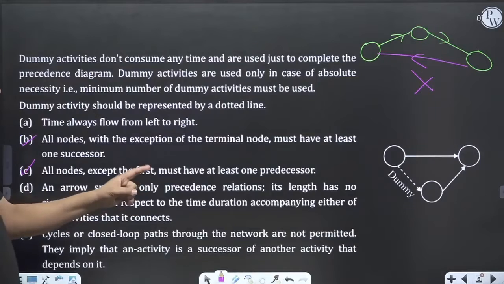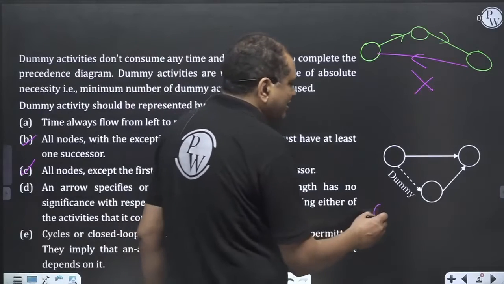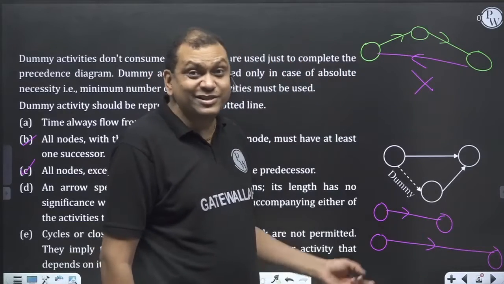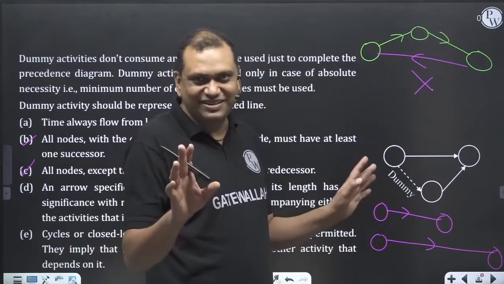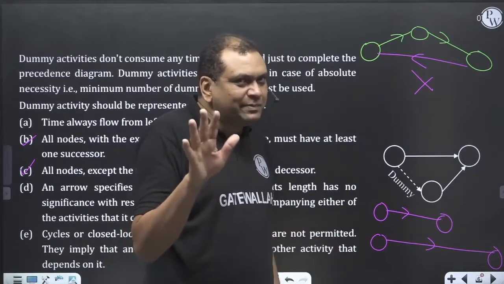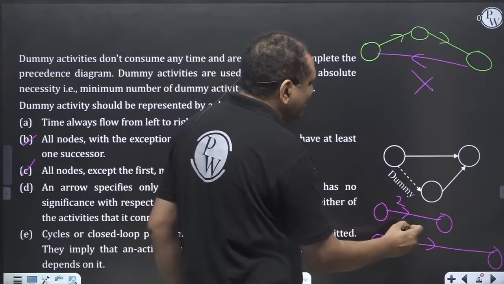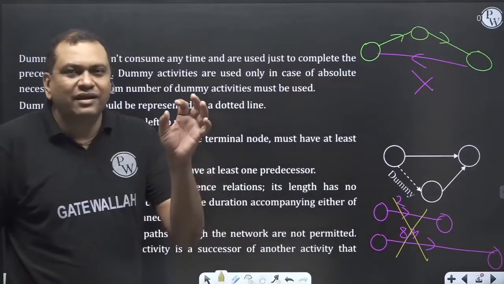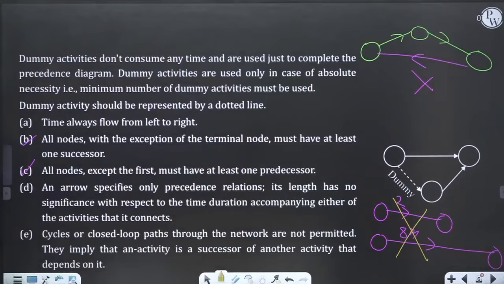An arrow specifies only precedence relationship. Its length has no significance. For example, let us say I draw like this or like this. It is not geometry that a large arrow will consume more time. No. Arrows are used just to complete the precedence. It has no significance related to the quantity. Let us say it's 2 minutes or 8 minutes. No, it is not correct. Arrows do not signify the quantity. So you have to remember that an arrow doesn't signify anything.